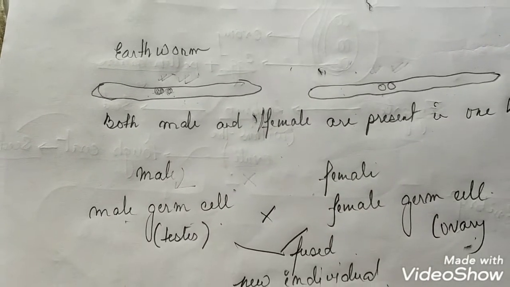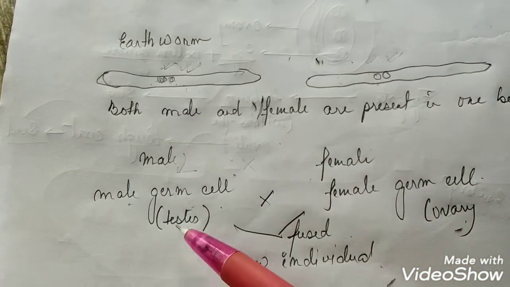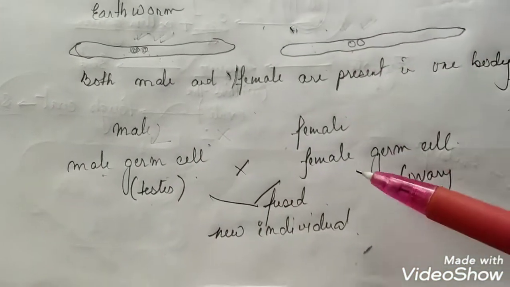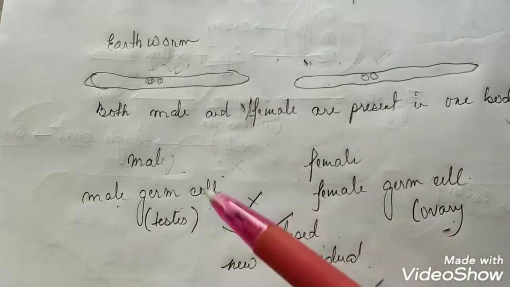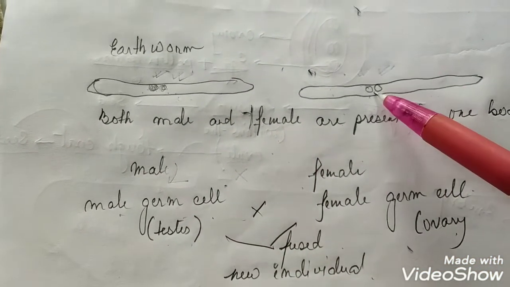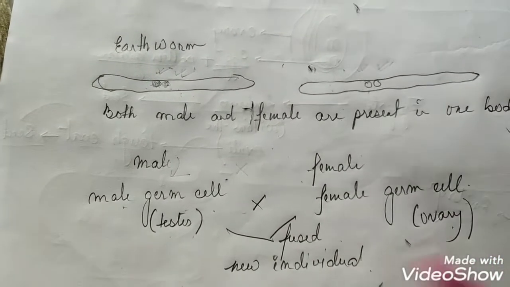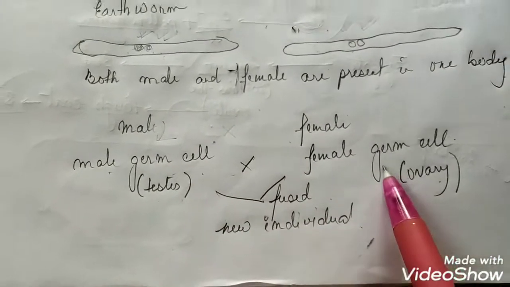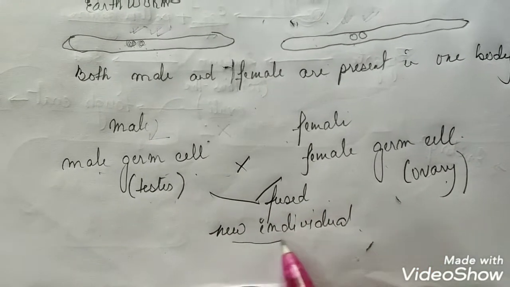As such, what will happen? For example, here the testis is mature. Here in this individual, the ovary is mature. So the male will release the male germ cell or testis, and the female will release the female germ cell or the ovary, and this testis will fuse with the ovary to give rise to the new individual.